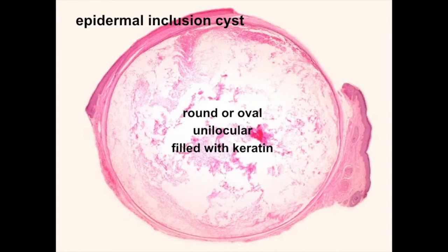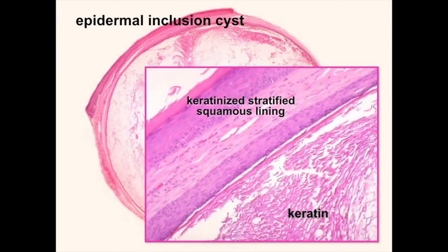Epidermal inclusion cysts result from the blockage of a single epidermal appendage, a hair follicle. They tend to be round or oval. They're unilocular, and they're filled with keratin debris. They are lined by keratinized stratified squamous epithelium that does not have epidermal appendages. Again, the whole cyst is derived from a single epidermal appendage.